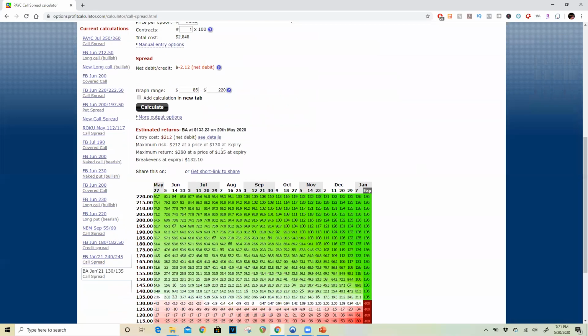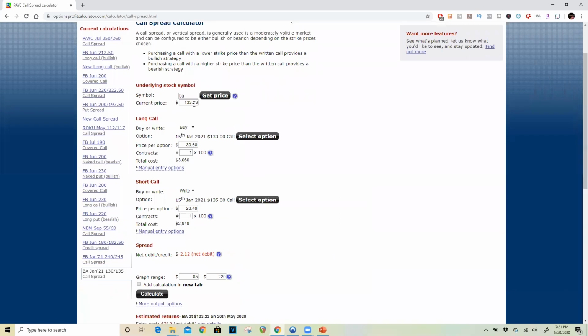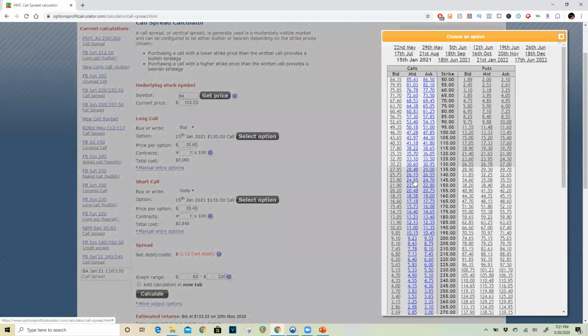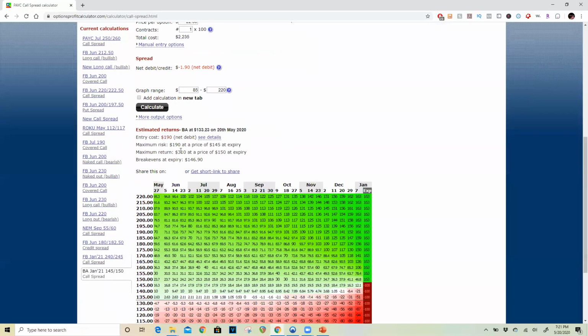You hit calculate, you pay just $212 to open this spread, and you can get 136% profit just for not even changing. Look, the break-even price is only $132, which is below the current price. Okay? If you want to be a little more aggressive, you can buy the $145 call and sell a $150 call. Hit calculate. Now your risk is only $190, but your return is 163% with a break-even price of $146.90.